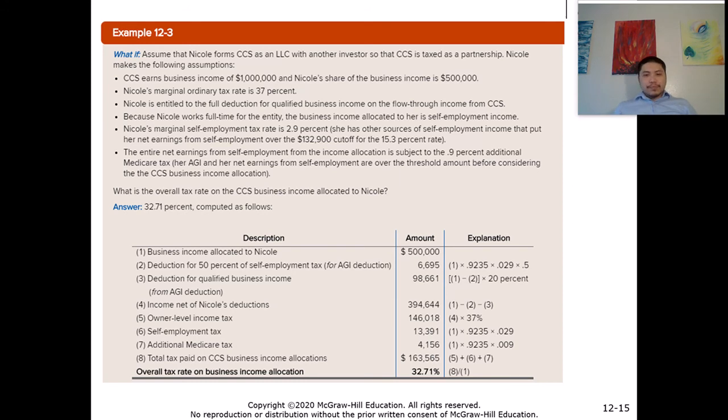So there's a lot of things going on here. We have the tax formula, and then we also have to calculate the FICA taxes and the additional Medicare taxes here. So yeah, I just want to show you how a problem like this can be done.